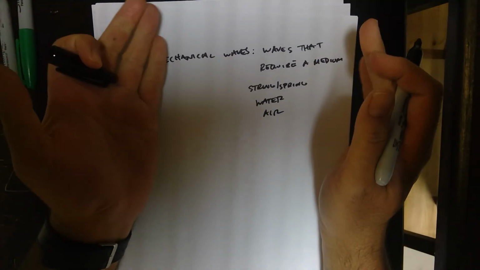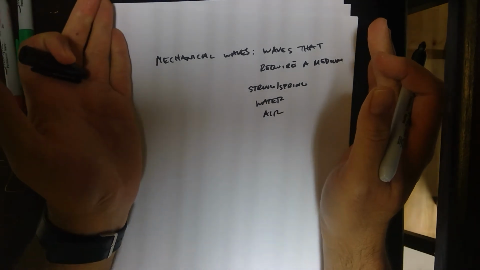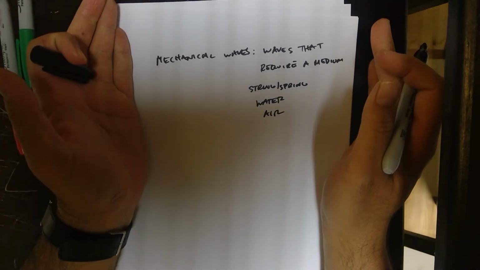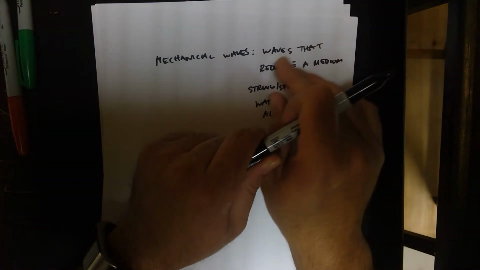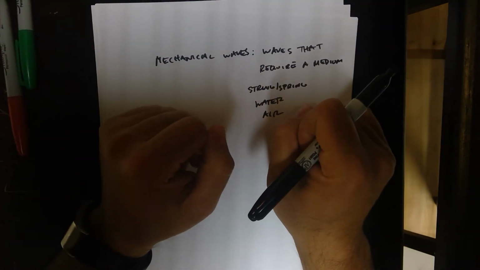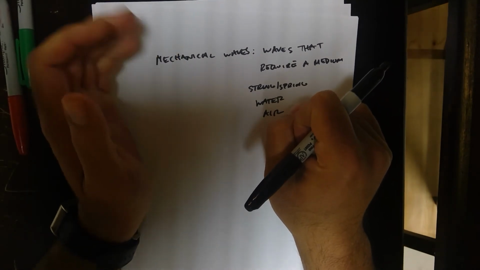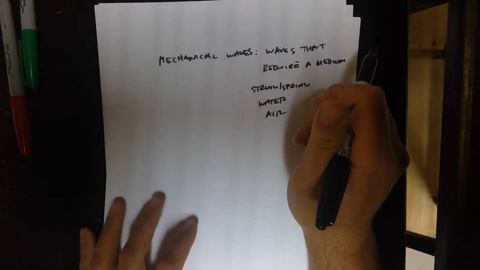The other type of wave that we're not going to look at right now would be waves that don't require a medium. An example of that is light. Light doesn't need a medium to travel through. For example, the sun's light can travel from the sun through space to us, no problem at all.